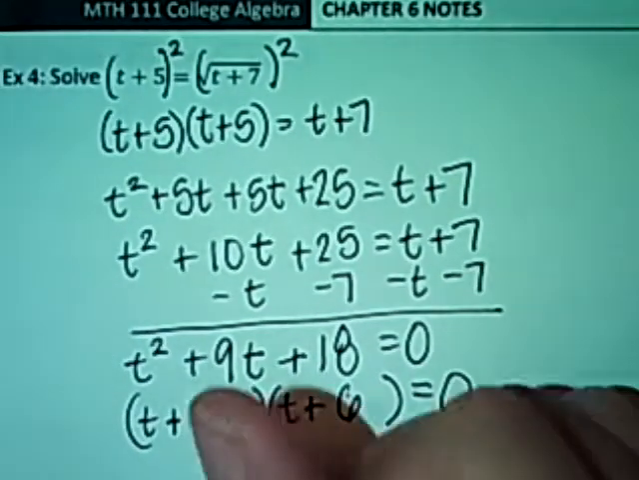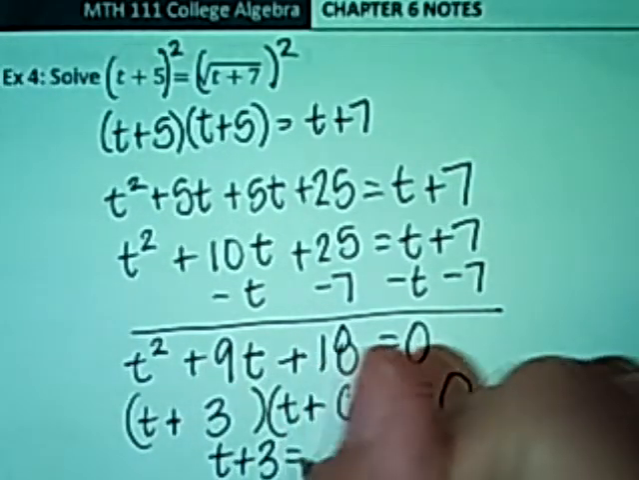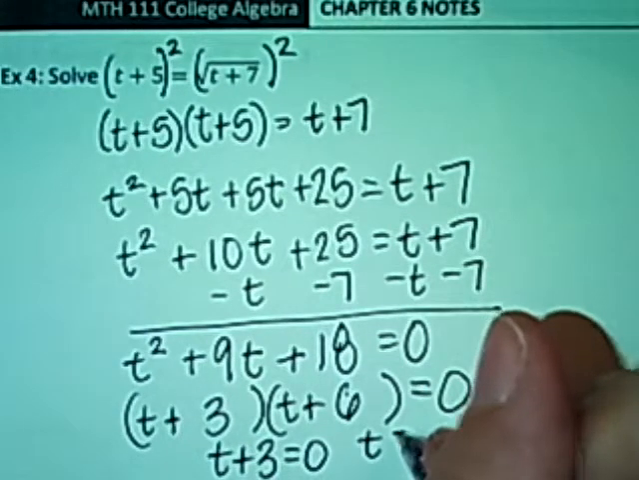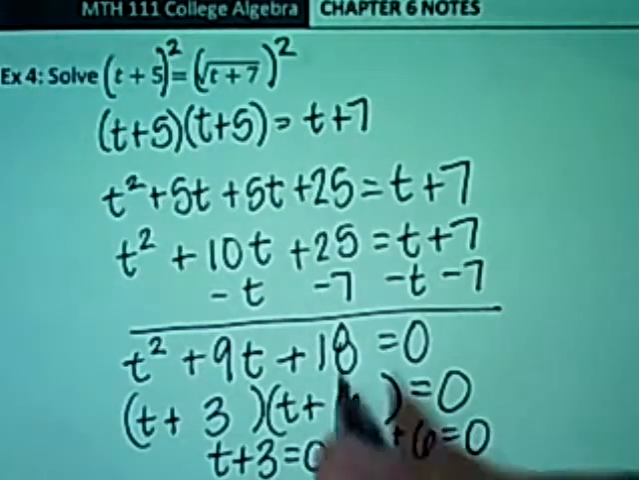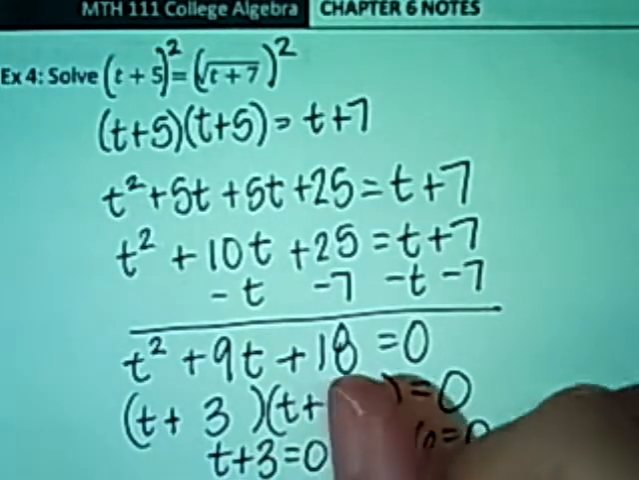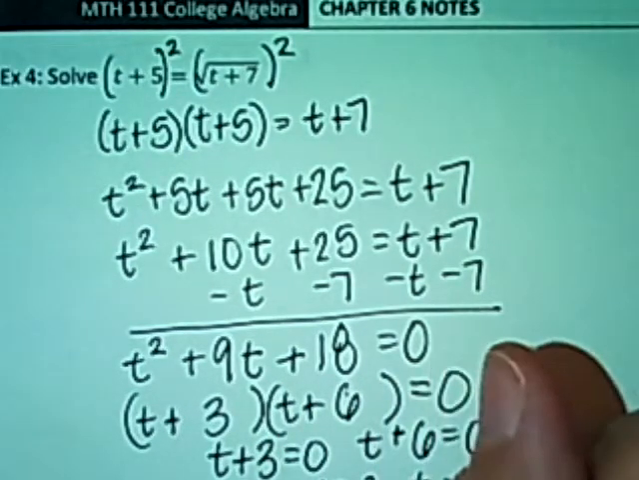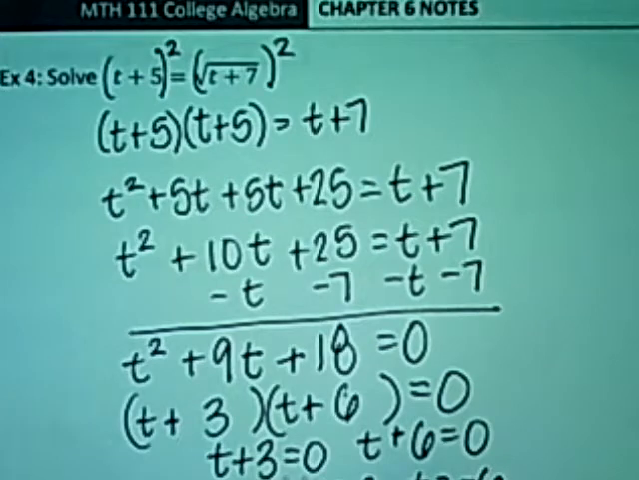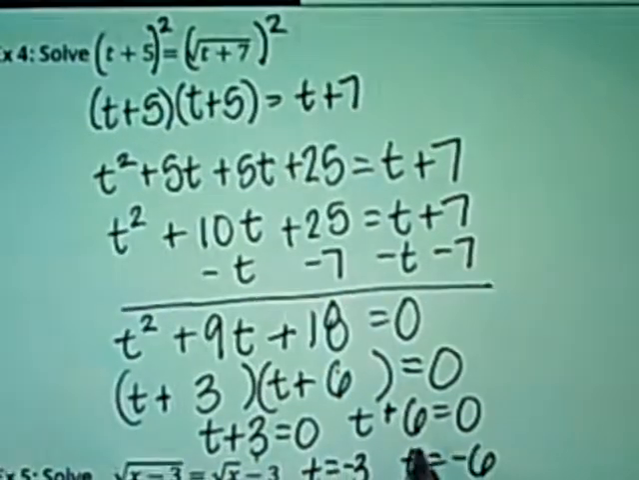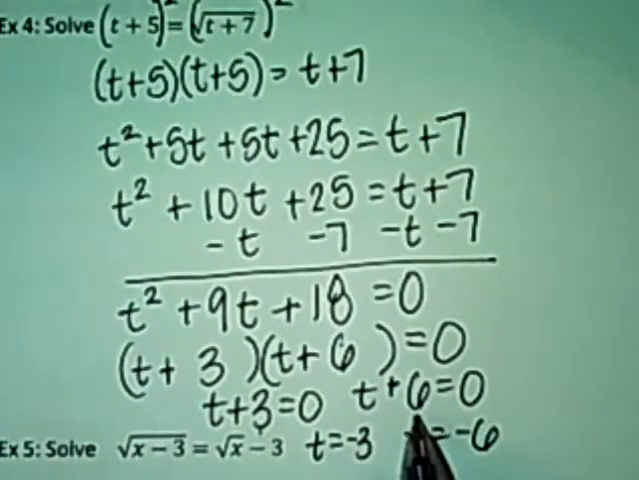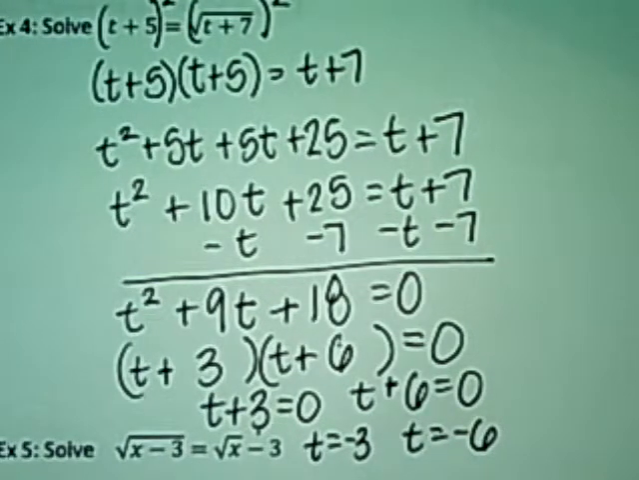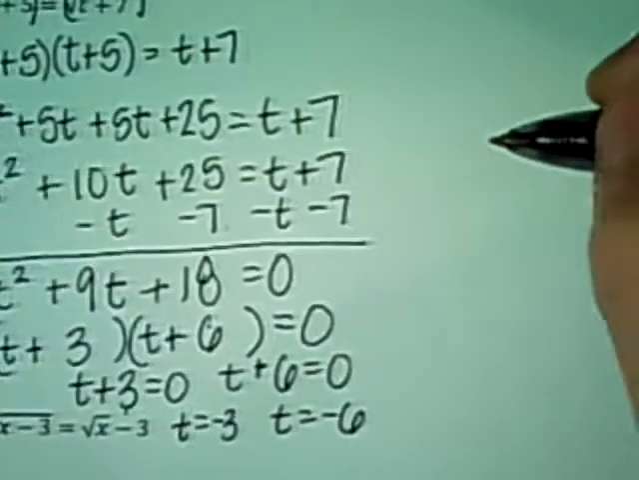So then from here, set each piece equal to 0. And now solve for t. So you would have t equals negative 3 and t equals negative 6. After you subtract 3 from both sides, subtract 6 from both sides. So from here, remember, because there's a square root and because we ended up squaring, we could have added in an extra solution. So what you need to do is you need to check your answers. So that'll be the next step.